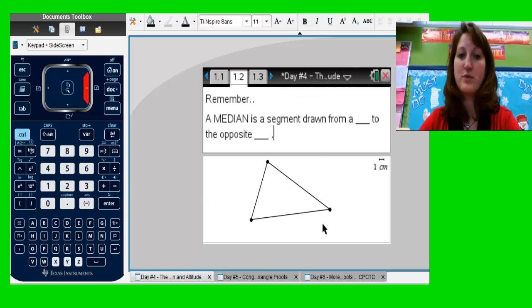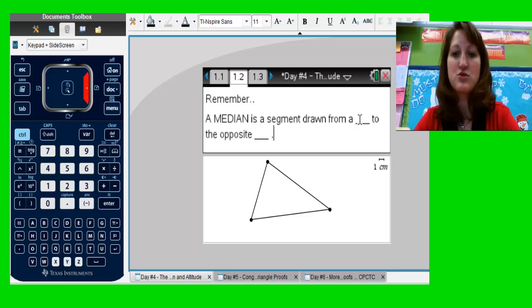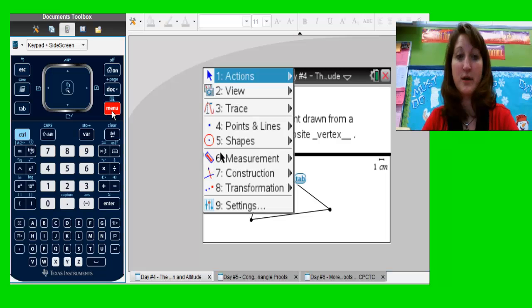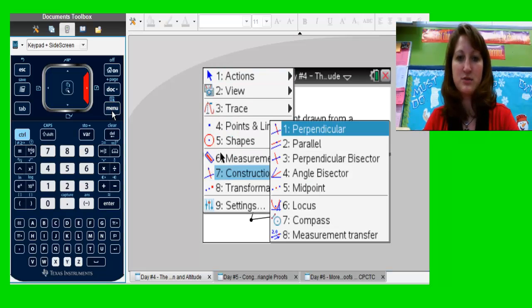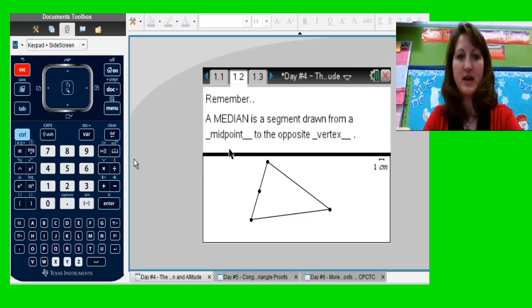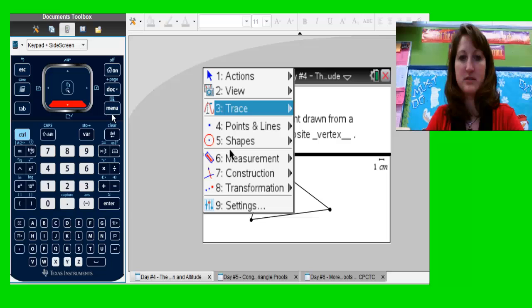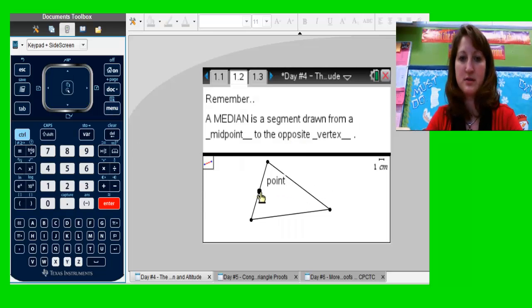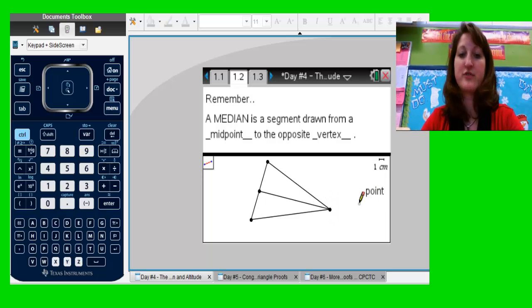So again, just another reminder, a median is a segment drawn from a midpoint to the opposite vertex. So in the triangle down below, if I want to draw a median, first thing I'm going to do is construct a midpoint. So I'm going to put a midpoint on a side, and then I will draw a segment that goes from the midpoint to the opposite vertex or the opposite angle. So that segment is actually a median.